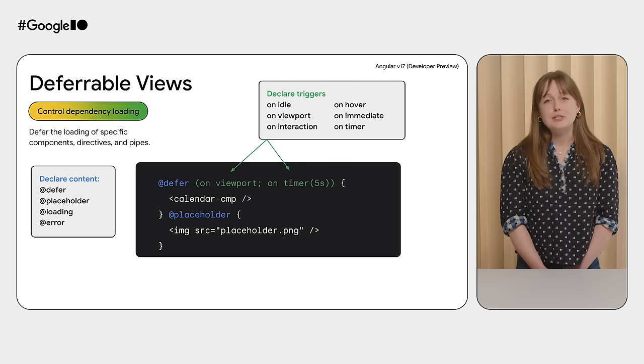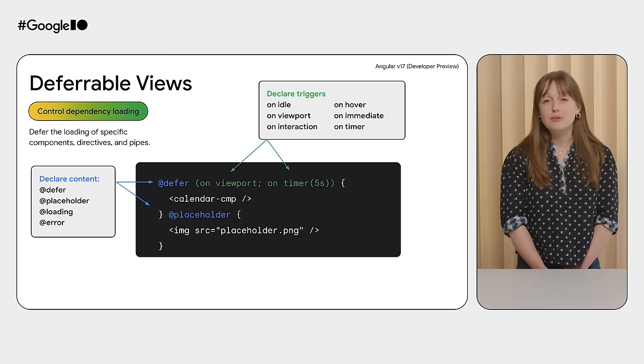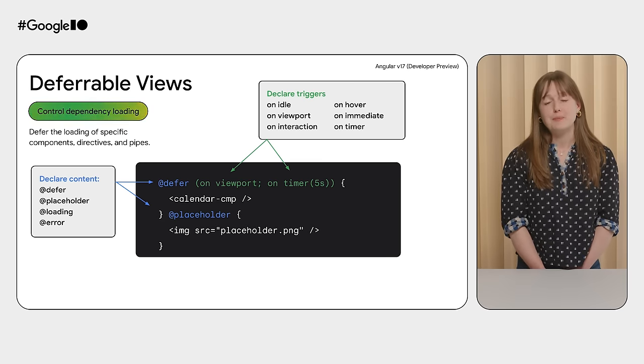Deferrable views are implemented using a defer block in your component template. This block wraps the section of the template that you want to delay loading. In addition, you can specify a placeholder that is displayed before the content is loaded, and/or a placeholder that is displayed while the content is being loaded.